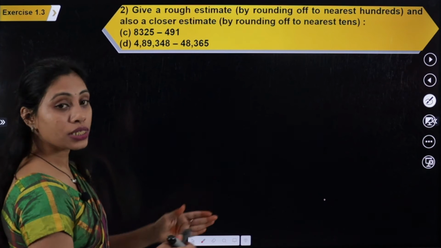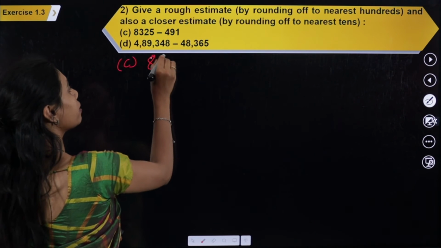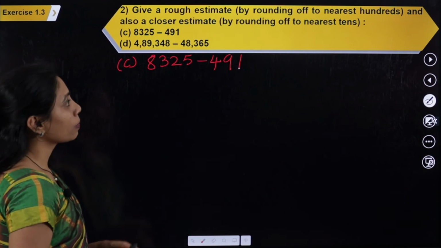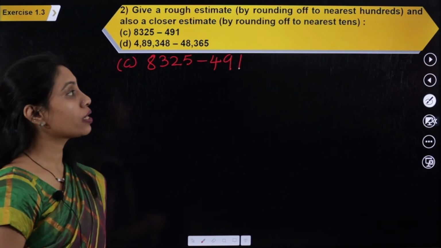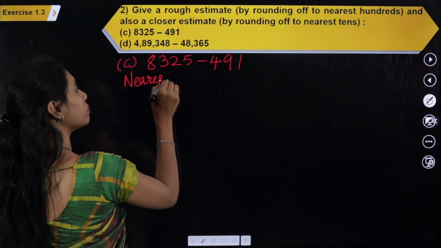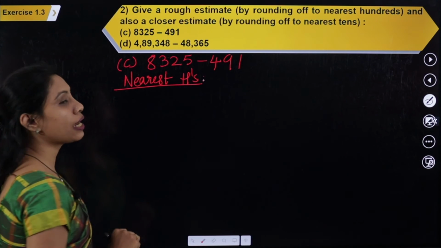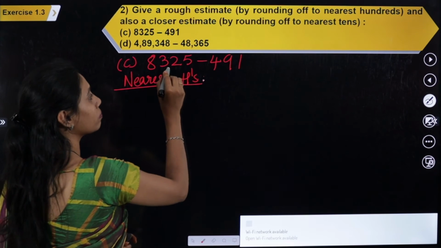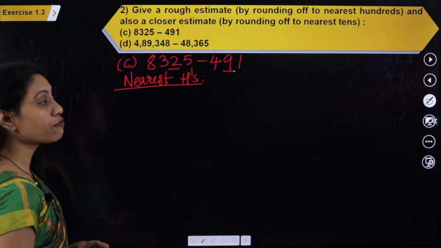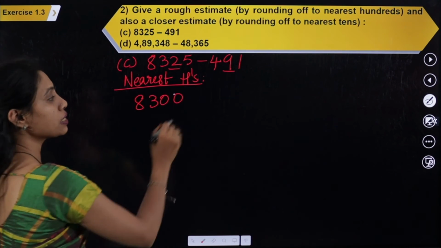So, the same question is continuing. We have two more questions to solve. So, C, 8325 minus 491. First we have to find the value nearest hundreds, then nearest tens. So, this is nearest 100. Let us underline the tens place first. This is tens and here it is 10. So, since 2 is smaller than 5, the before digits we will write as they are and these two we will make 0.